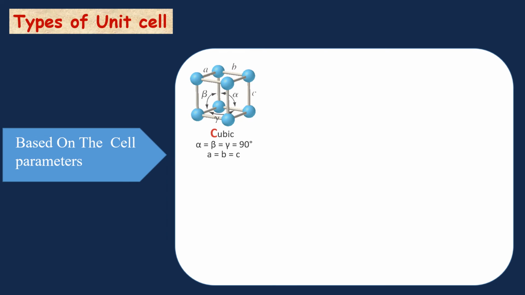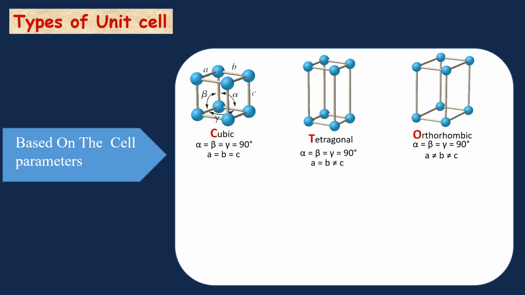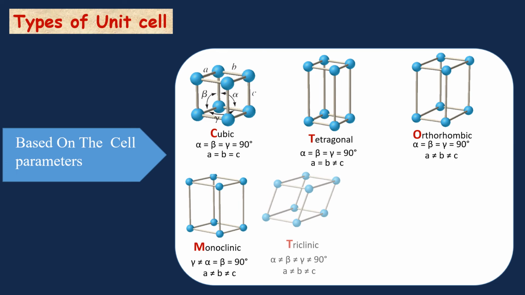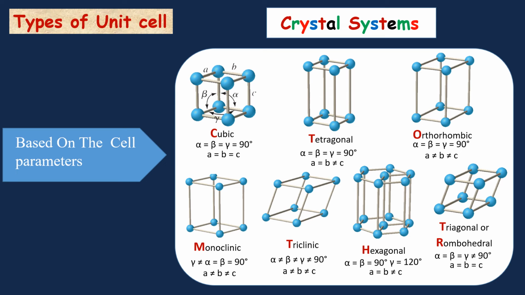The first one is cubic unit cell. Here all the angles are 90° and all the lengths are the same. So it represents a perfect cube. The next one is tetragonal. Here all the angles are 90° and one side has more length than the other sides, that is c. The next one is orthorhombic, then monoclinic, triclinic, hexagonal and rhombohedral or trigonal. These 7 types of unit cells are made by varying the cell parameters, and they are called crystal systems.